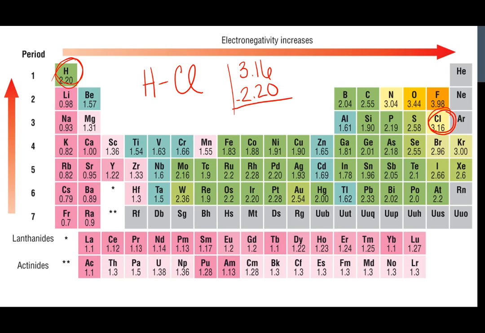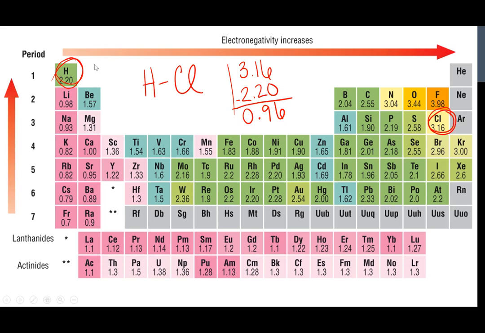So I'm going to look at the difference in those electronegativities. I'm going to take 3.16 minus 2.20, and the electronegativity difference is 0.96. Okay.